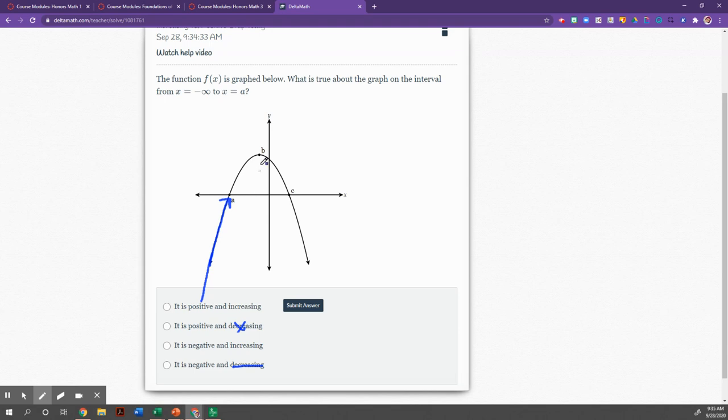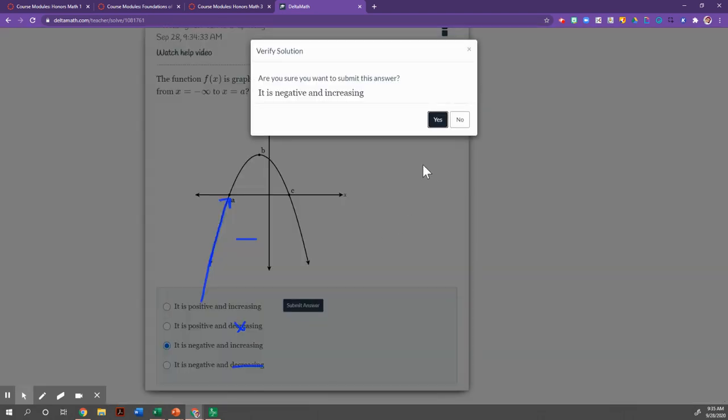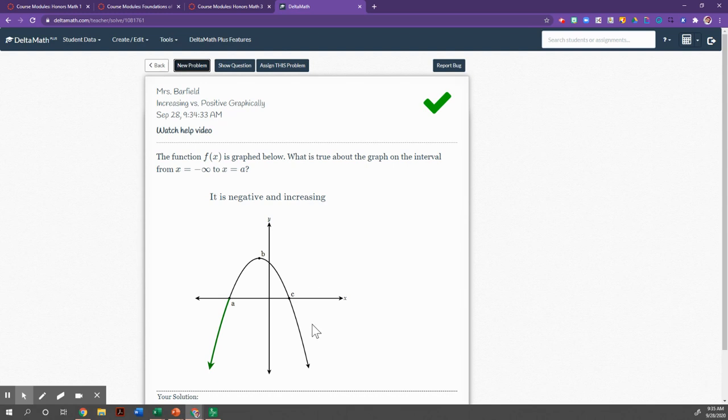Now, what side of the x-axis am I on when I'm looking at this piece? Well, I'm on the negative side. So it is negative and increasing. Submit my answer. Yes, there we go. So even though I know it's highlighted in green and it's going this way, you have to trace it from left to right to get that increasing and decreasing correct.